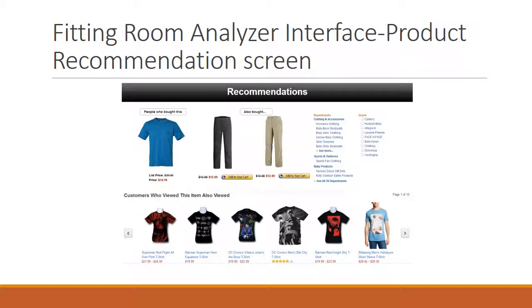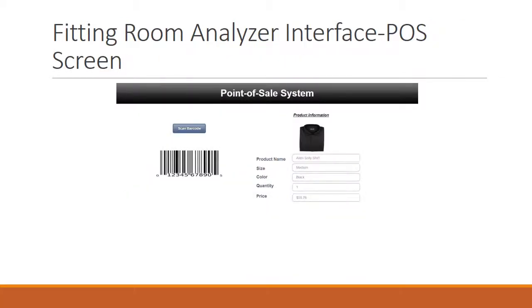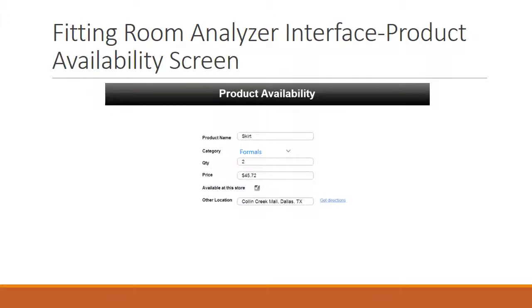This is the product recommendation screen. Here the customer can view the highly recommended products along with their ratings. Now, this interface is the point of sale system. Here we record the barcode of every product that is sold. And similarly, we have a product availability. Here the customer can view which product is available in which store.